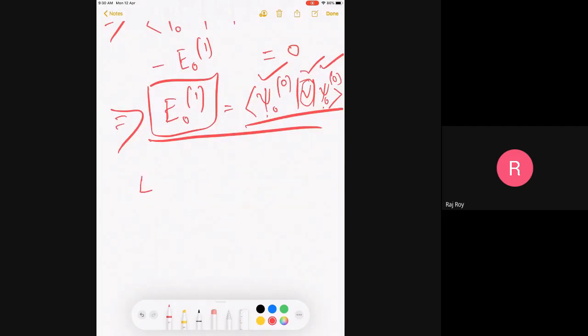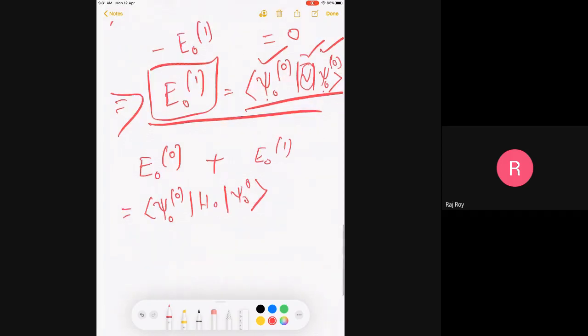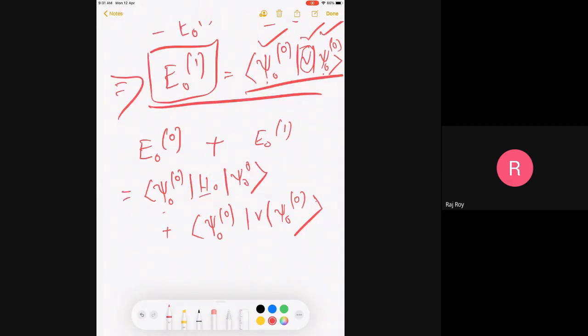So now I already have E0,0 to start with. I now got E0,1. So let me see what is the sum of these two that I get. What is E0,0? It is the eigen solution of H naught, which I already know. And I can write this as psi 0,0, H naught, psi 0,0. Right? I hope all of you can see this. Plus E0,1, which I can now write as psi 0,0, V, psi 0,0. So it's an average of V with respect to psi 0,0. This is an average of H naught with respect to psi 0,0. Of course, this is an eigenfunction, so I need not have written it as an average. E0,0 is a definite number.